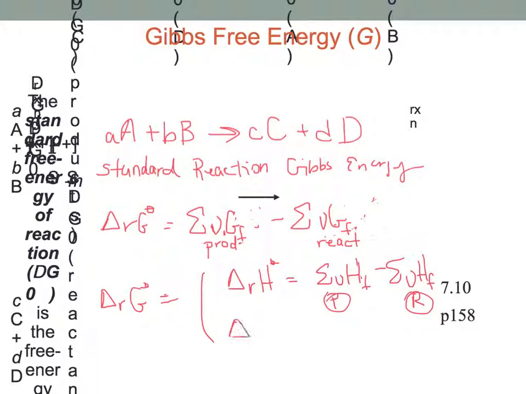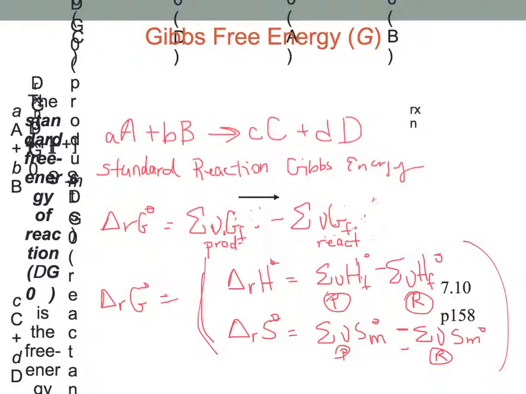And the same thing is true for the standard reaction entropy. The sum of the molar entropy of the products times the value of the stoichiometric coefficient, minus the molar entropy of the reactants. You guys have seen this a whole bunch of times.